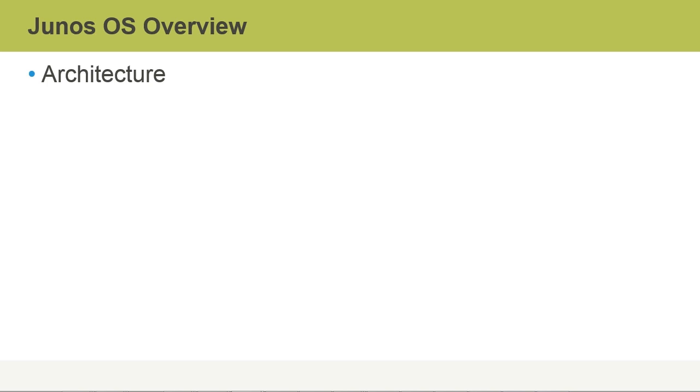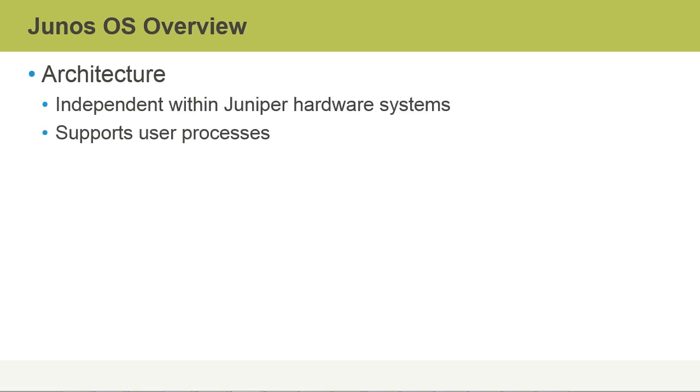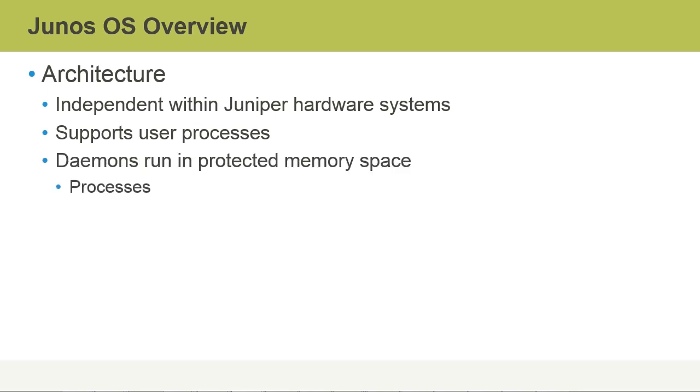Now let's take a moment and have a look at the architecture of the Junos operating system. Within the Juniper hardware systems, the software that comprises the Junos operating system platform is totally independent. So what that means is that it can run the same way across virtually the entire portfolio of products. Junos also supports user processes, and as we briefly touched on, the daemons themselves, or processes, run in protected memory space, including the important processes like routing protocols, interface control, and management tasks.